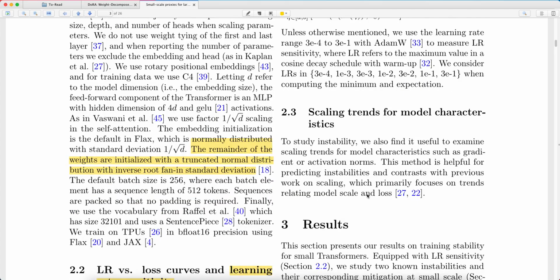Great. So the other thing I need to understand, so we got qk-layernorm. Z loss makes sense. It's like basically you're squaring your log loss and multiplying it by a fraction to make it smaller so it stays closer to 0. And then I think the divergence of output logits was the last main thing that I don't understand. So to study instability, we also find it useful to examine scaling trends for model characteristics such as gradient or activation norms. This method is helpful for predicting instabilities in contrast with previous work on scaling, which primarily focuses on trends relating model scale and loss.